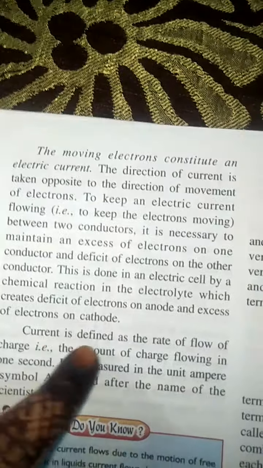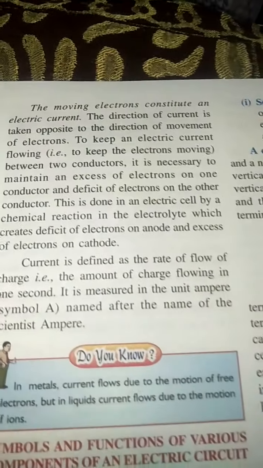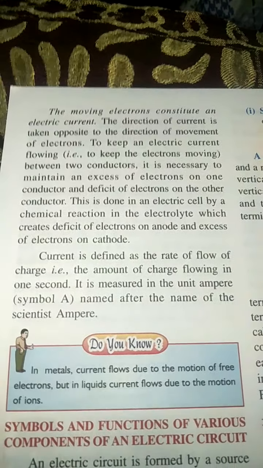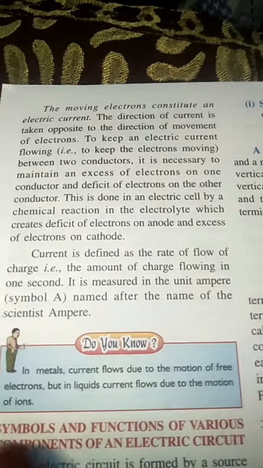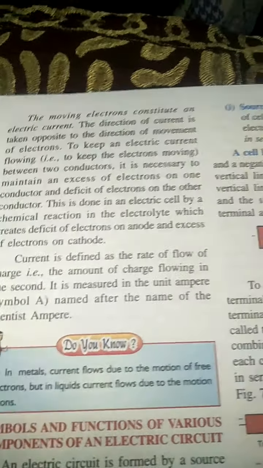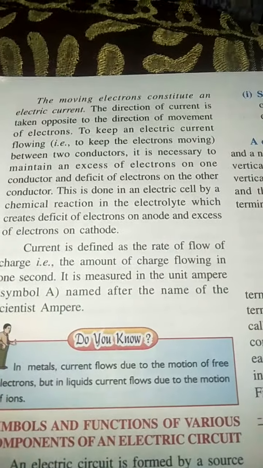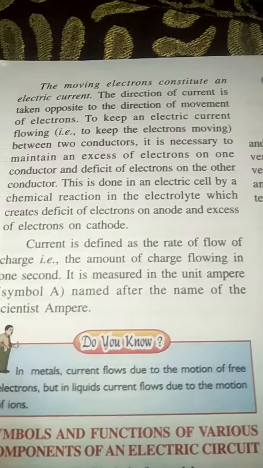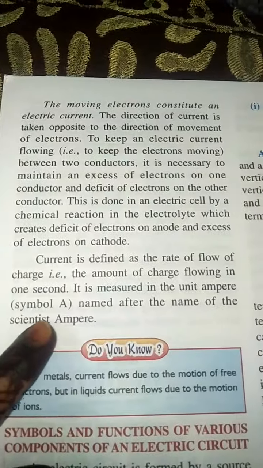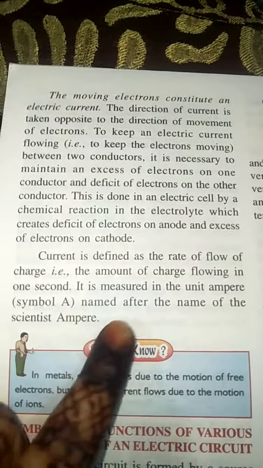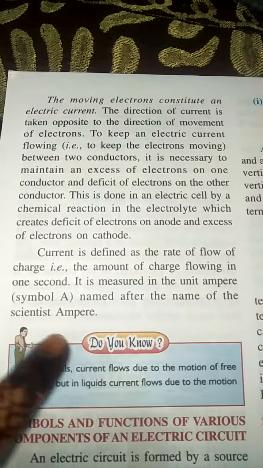Now children, current is defined. This is the definition of current which you should know. It is defined as the rate of flow of charge, that is, the amount of charge flowing in 1 second. Whatever the charge is flowing in 1 second, it is your current. It is measured in the unit ampere. Its unit is ampere, and the symbol is capital A. It is named after the scientist Ampere.